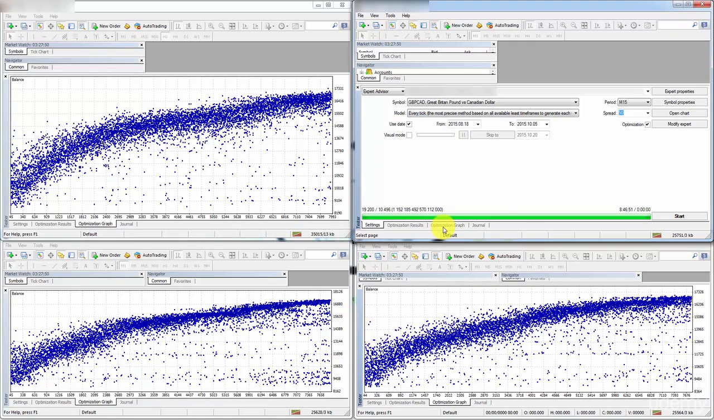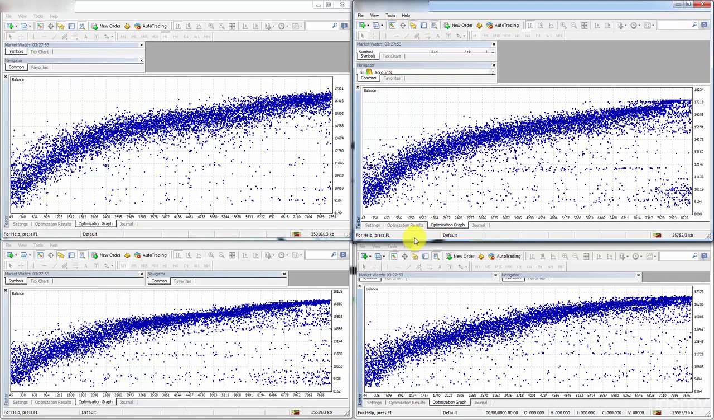Now if I go to the optimization graph, what have I done here? Well, I've actually run 4 separate optimizations for the same expert advisor, but every single time I've used the genetic algorithm. And what does that allow me to do? Well, let me explain on a picture actually. Why do I run 4 separate genetic algorithms at the same time? Why don't I just limit myself to one?